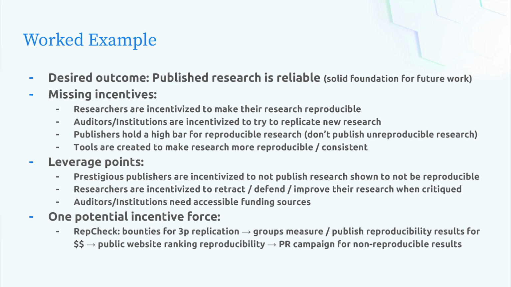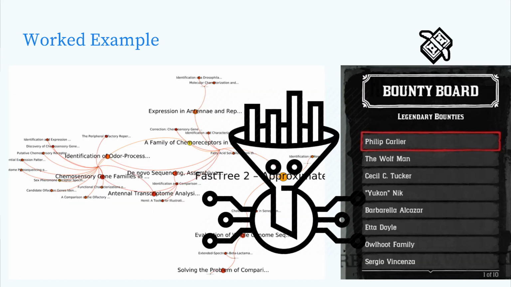And so a potential incentive force you could add here is a way of visualizing this and utilizing the press cycle around publishers in order to feed back the incentive for researchers to make sure that their work is reproducible at the beginning. So create a bounty board, prioritized based on the content that's going to be most interesting from a publisher and press perspective.